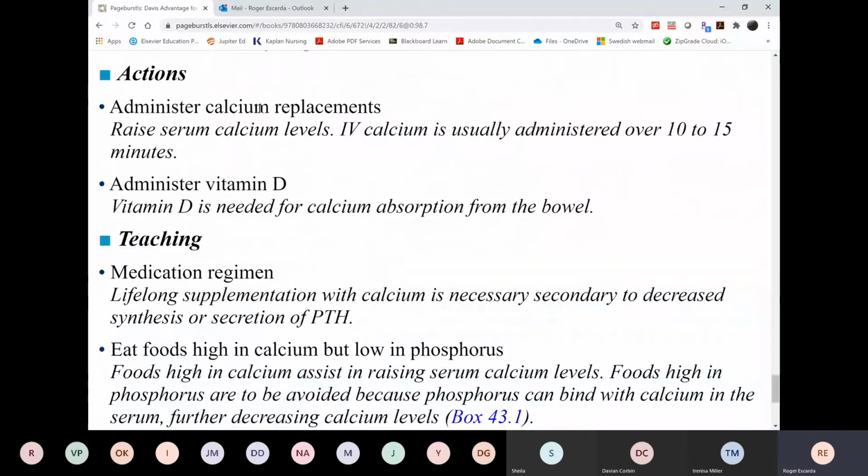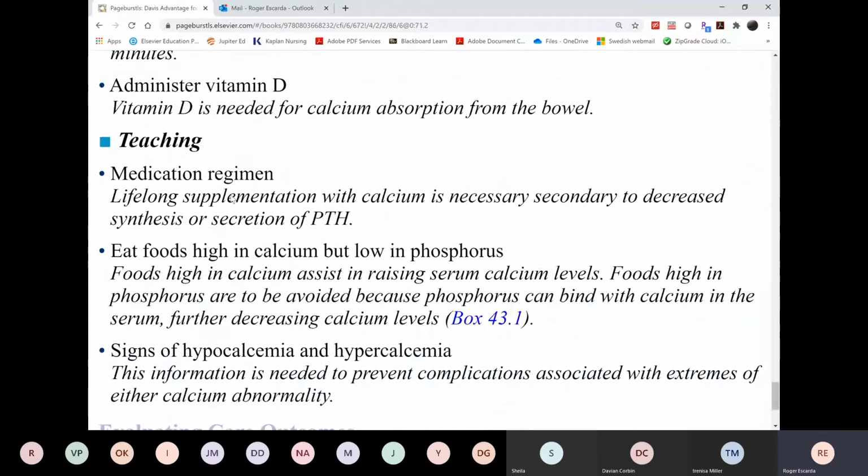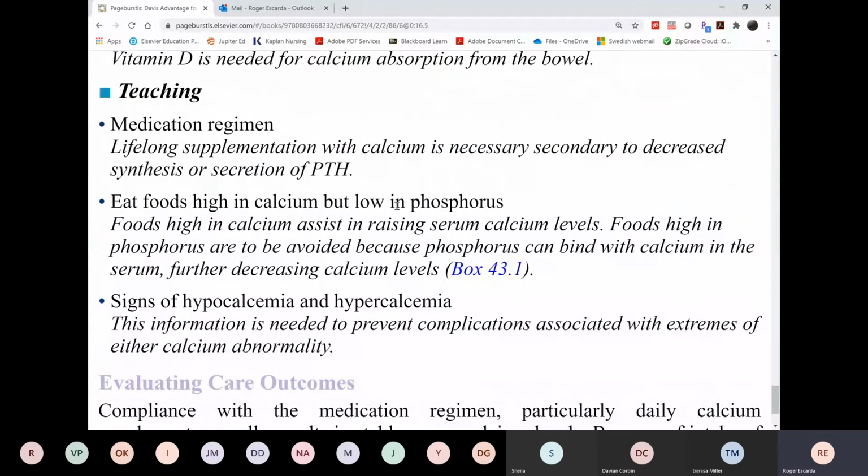So here are your interventions and then teaching. I have a question on foods, on the diet. Thank you for reading this, Miss Sheila, about the diet.